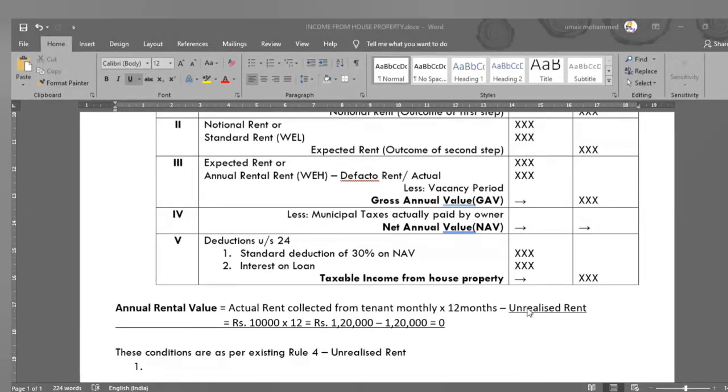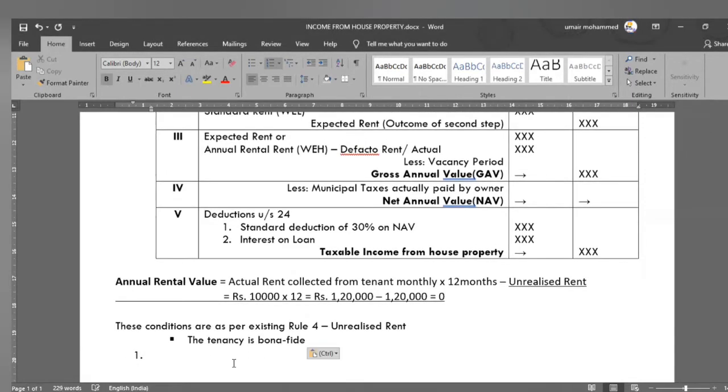So the first condition says that the tenancy has to be bona fide. What it means is that the claim has to be genuine. It can't be a fake claim. So the tenant is not paying rent. Have you registered an FIR against him in the police station? Have you lodged a complaint against him in the police station?